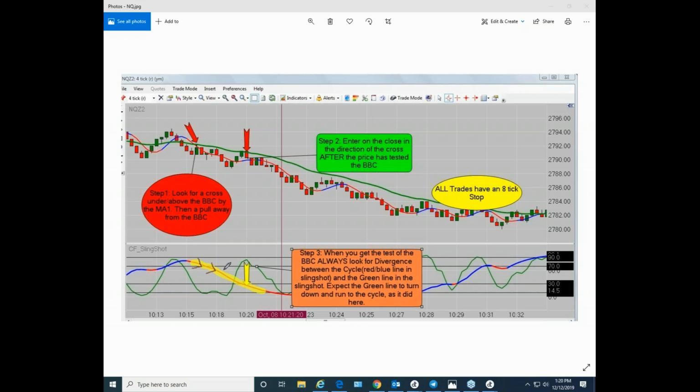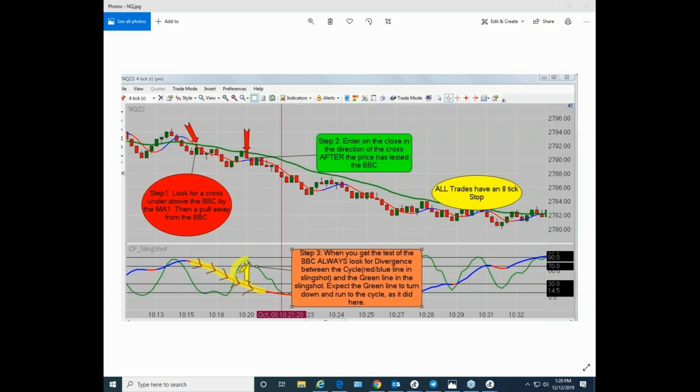So we want to be looking at a red cycle. Not only do we want to be looking at a red cycle, we want one that's got a nice 45-degree angle to it or a nice slope to it. That says, hey, dude, the momentum's pretty bearish here. Okay, so that red and blue line is referred to as the cycle. Okay, the green line, there's nothing fancy about it. It's just the green line.